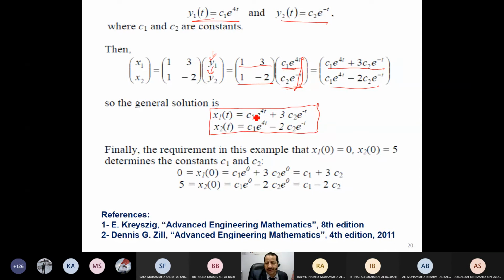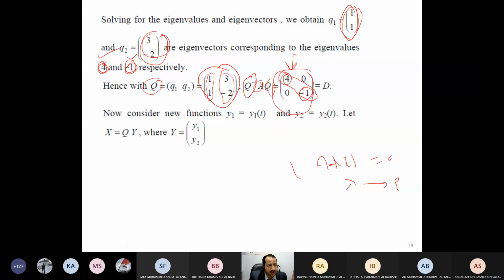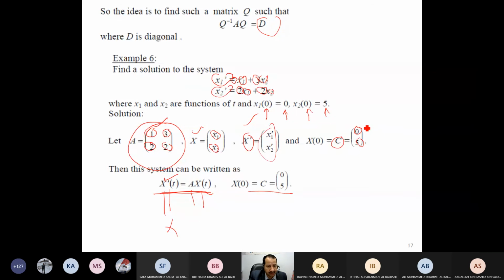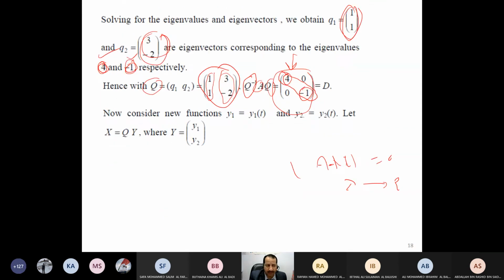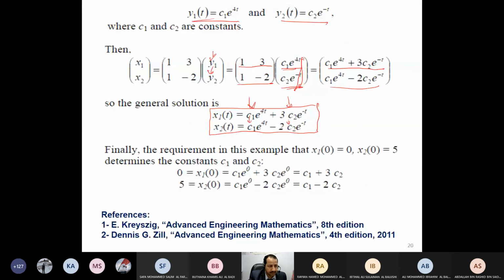What is left is the constant. How do we find the constants, these C1 and C2? It's very simple because he gave me in the question, if you remember, the initial condition. Where is it? Yeah, here we are. He told me x1 at time 0 equals 0, x2 at time 0 equals 5. So I will use this.